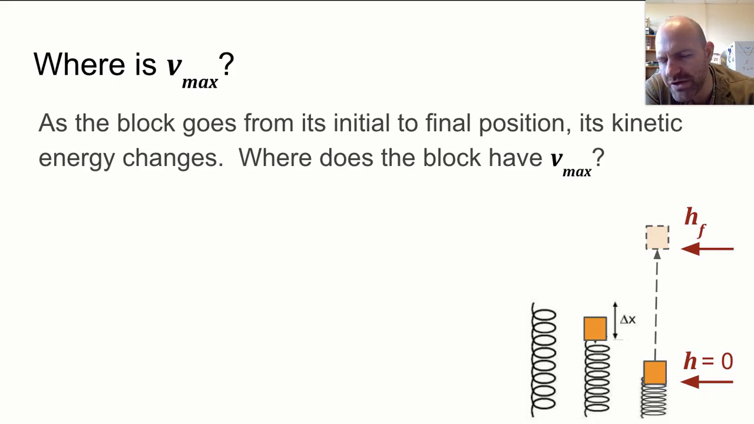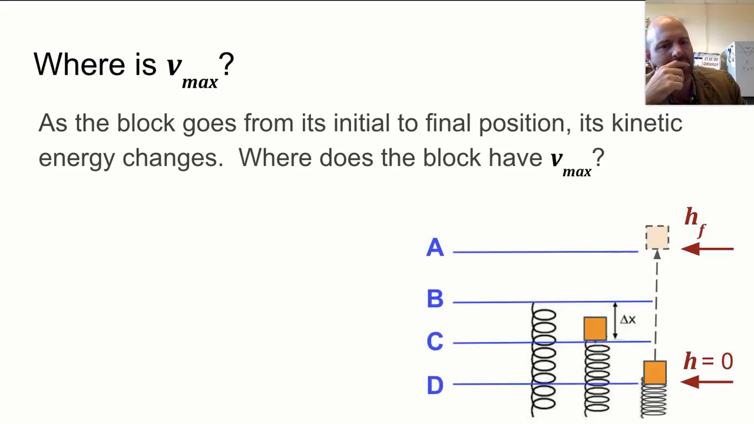Another question you might ask is, when is it going the fastest? This is not necessarily the most obvious answer, because it's certainly at rest at the top, but it's also at rest at the bottom. So it speeds up and then it slows down, right? The spring is accelerating it up, but at some point the force of gravity takes over and starts slowing it down. So we need to figure out where it has its maximum velocity.